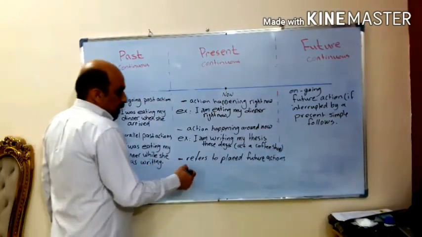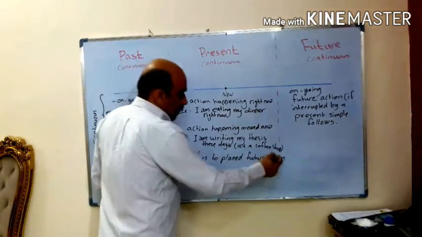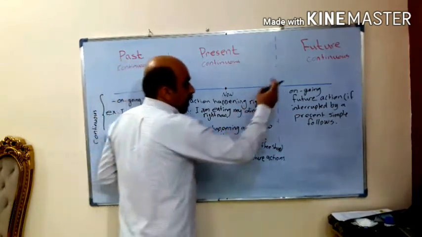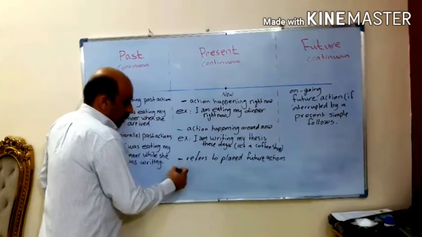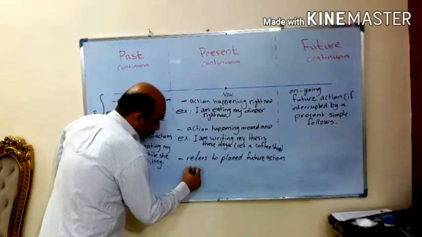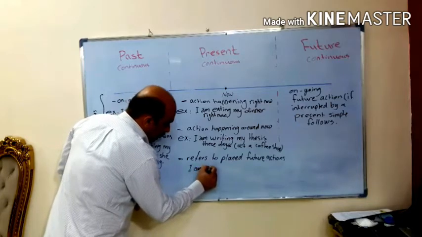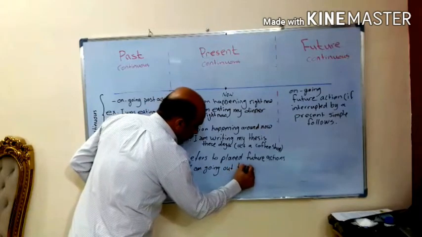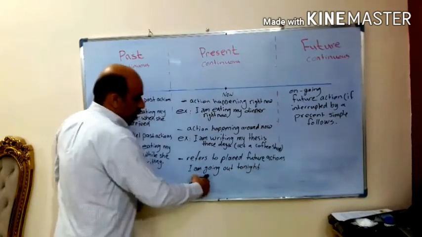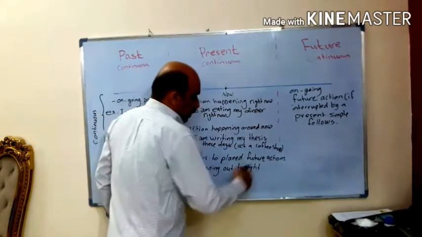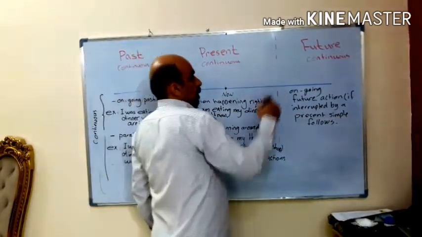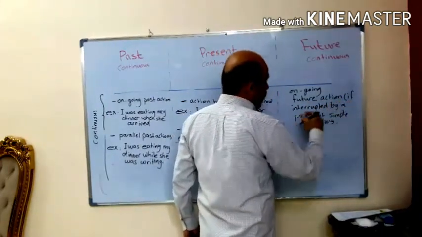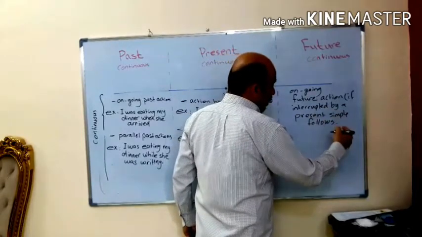And the present continuous can also refer to planned future actions. Hence, the present continuous serves as a future. I am going out tonight. The present continuous refers to the future. And the future continuous expresses an ongoing future action if interrupted by a present simple that follows.